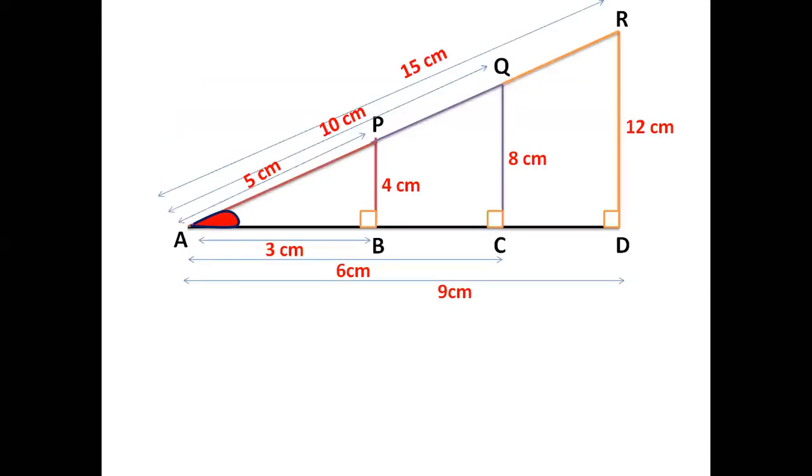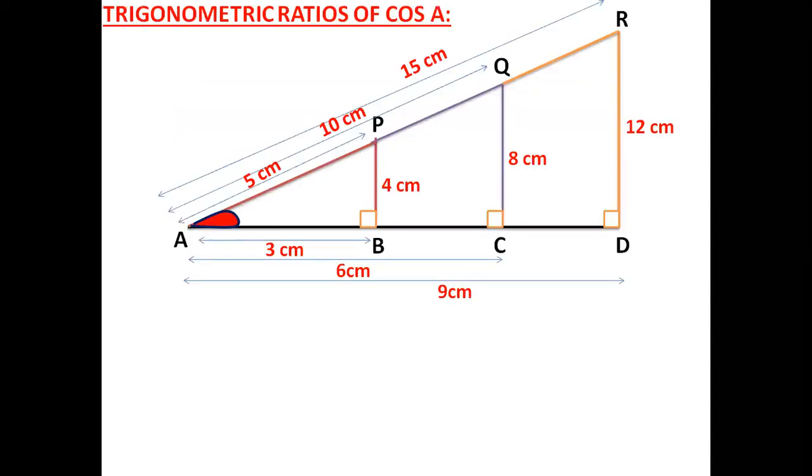Now today's class, trigonometric ratio of cos A. So here I'm using previous class activity. Here we have three right angle triangles, triangle ABP, triangle ACQ, triangle ADR, which are similar to each other, already told.